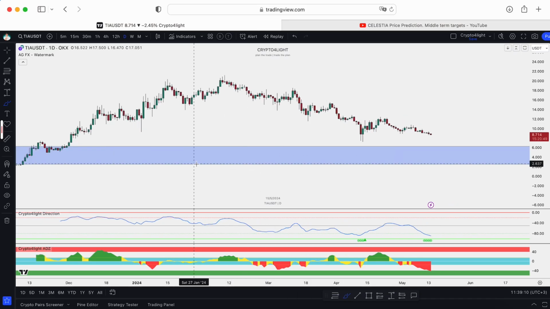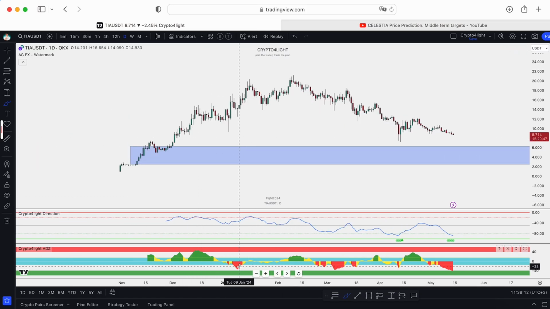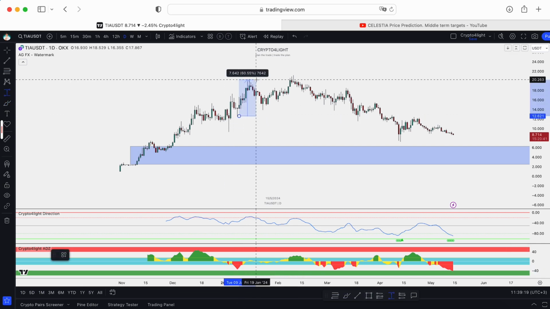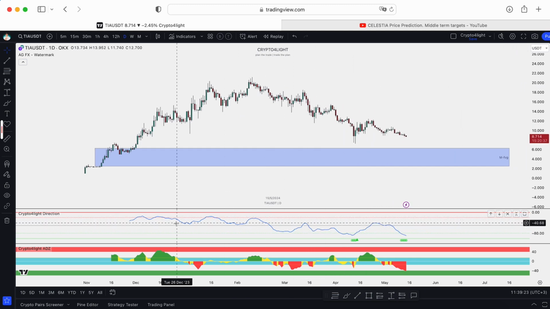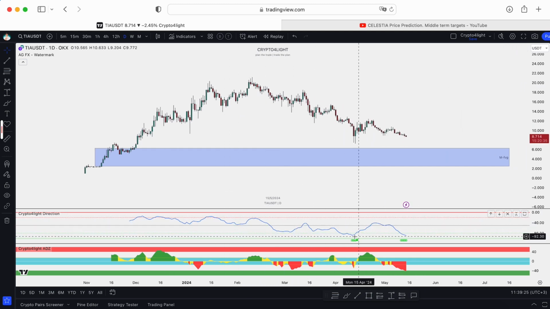So take a look. I made a video in January and it was this accumulation zone. From that accumulation on the daily, yes, we bounced it like 50, 60%. Everything was okay, right? But then we went down. So there was no signal to buy or accumulate on the daily.